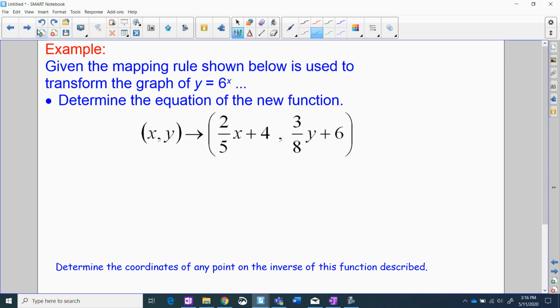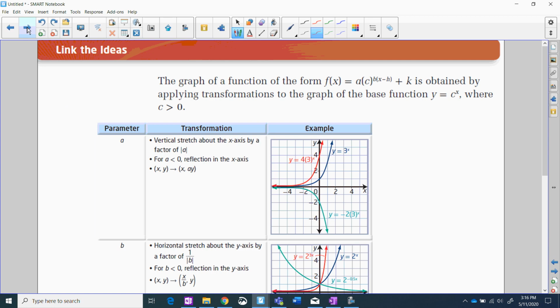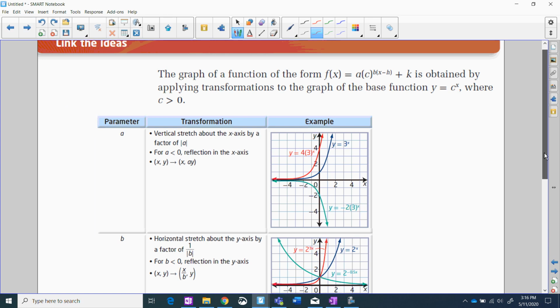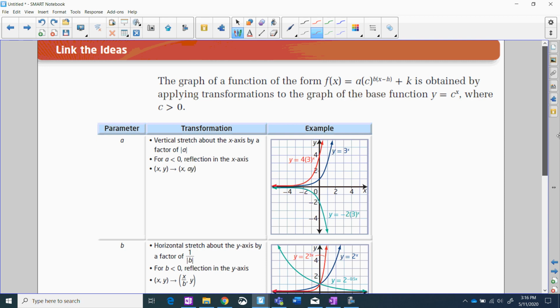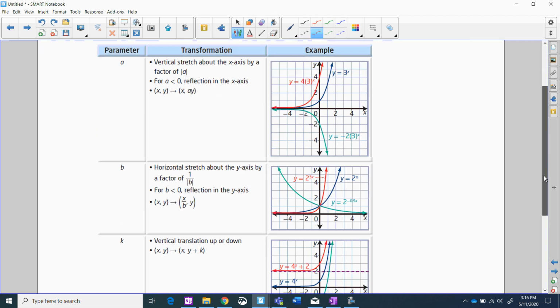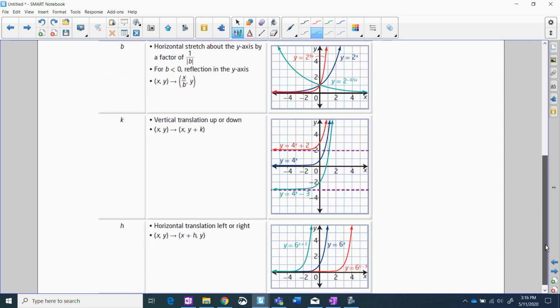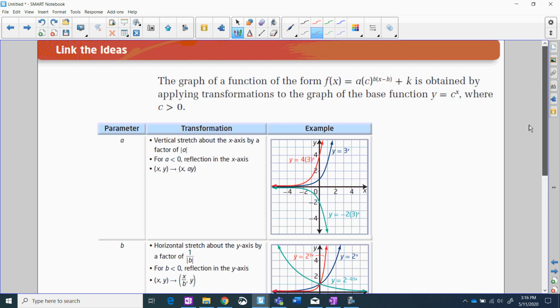I think we did that one already, so I think we did one with different numbers. This is from your textbook. It just kind of goes through all the things that I've been talking about. It shows you what happens when there's a number here for all your transformations, up, down, all that good stuff. So again, if you wanted some notes to have, I'm not going to go through all this again because I've talked about it all already.